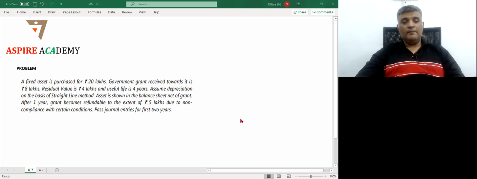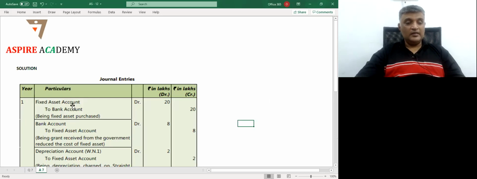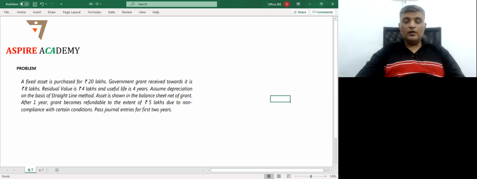So what is the first entry? Fixed asset account debit to bank is 20 lakhs. Number 2, when you receive the grant, what is the entry? Bank account debit to fixed asset 8 lakhs. So these are the first 2 entries. Now we need to compute the depreciation for year 1.